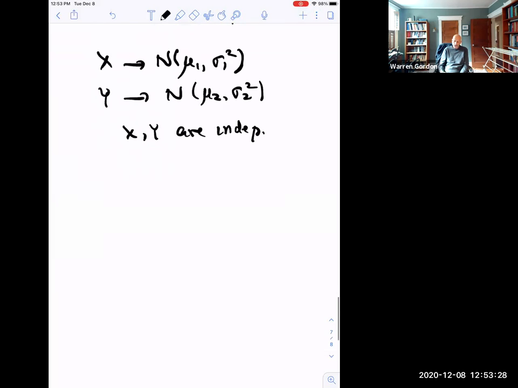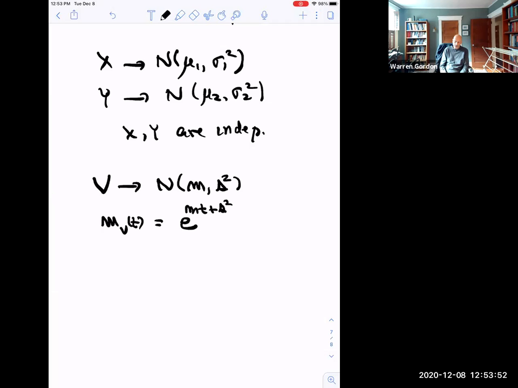Before I go any further, let me remind you, for any normal distribution, suppose V is a normal distribution with mean m and variance s squared. That means its moment generating function is e to the mt plus s squared over 2 t squared, I believe. If you go to the table, you can look that up. I believe that's correct.